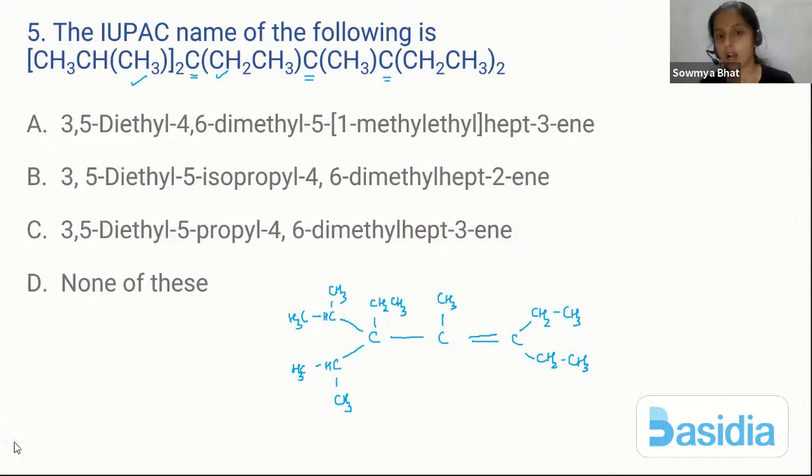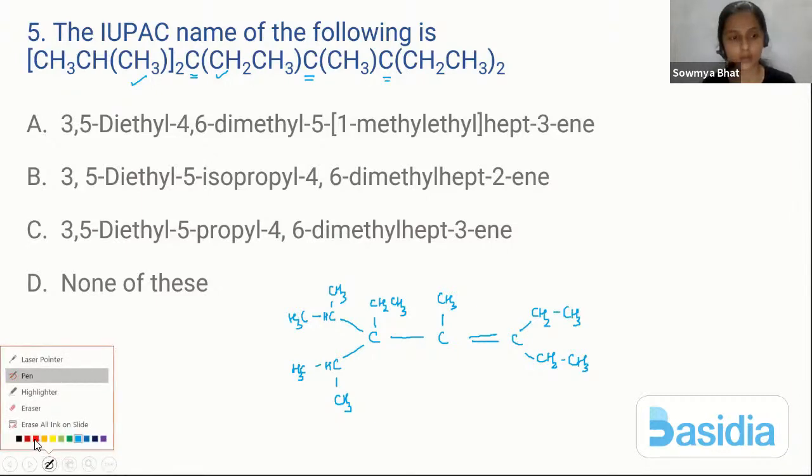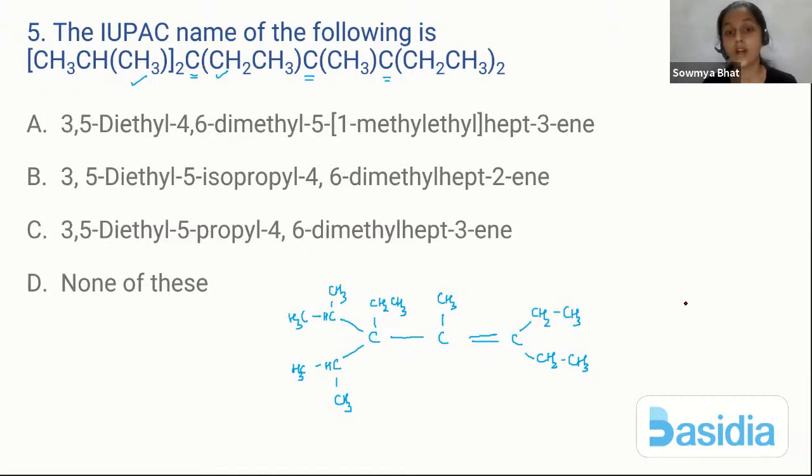Okay. So after this, you're going to select the main chain. When you select the main chain, you have to consider the functional group. This is a functional group which should get a minimum number. And then you have to select the longest chain. I'm going to select my longest chain like this. This is my longest chain possible.